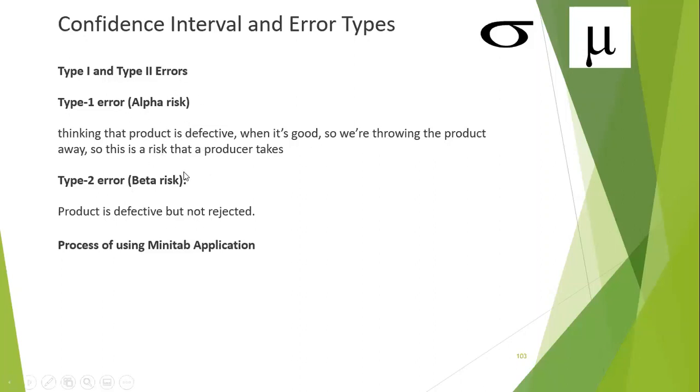The beta risk is different. You may select a candidate who is not a good candidate, but we are selecting him. This is mainly because the product is defective but it is not rejected. We are selecting that guy. So whenever you do any process, we may come across alpha risk or beta risk. Both are possible, right? If you commit an alpha risk, what happens? You are losing the good product, right?